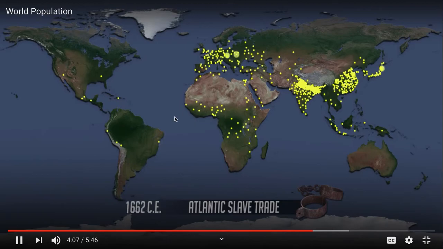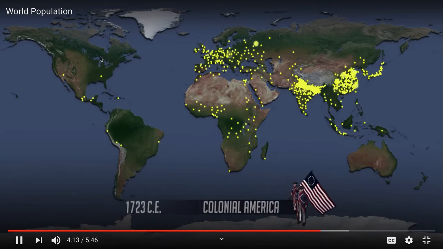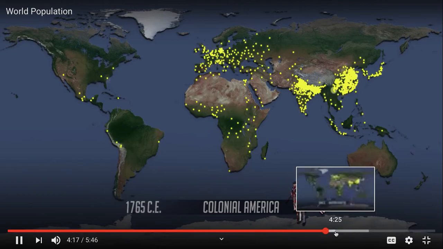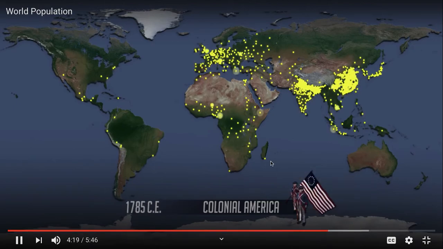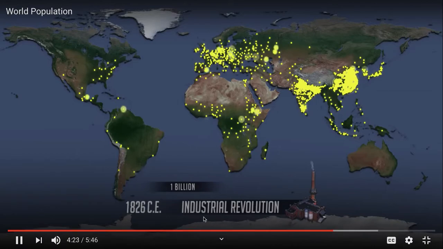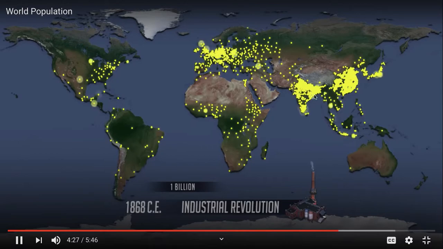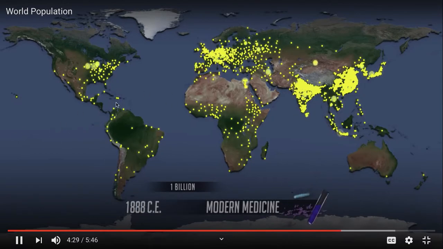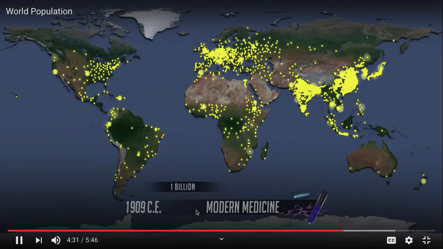The Atlantic slave trade, people were taken very forcefully from Africa to South America and over yonder. You see more and more dots starting to pop up as we're getting closer to the modern age. Watch this. Industrial Revolution. We hit our first billion in the 1800s. Look at all these dots, folks. There's Hawaii.